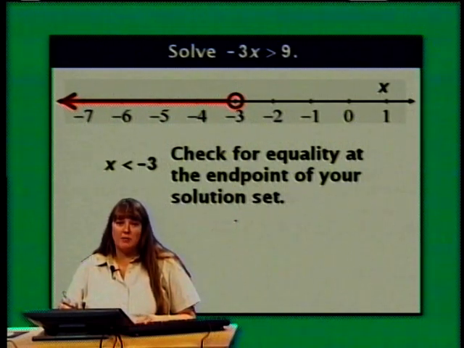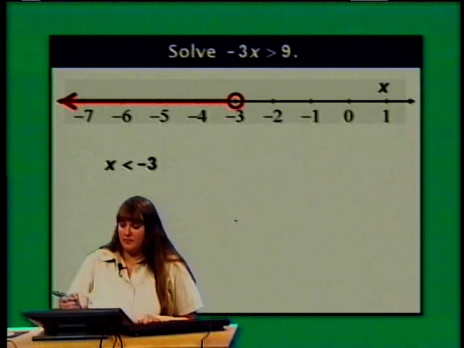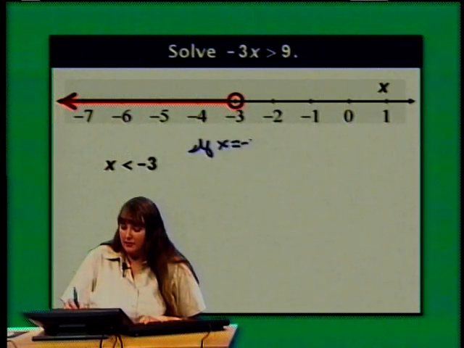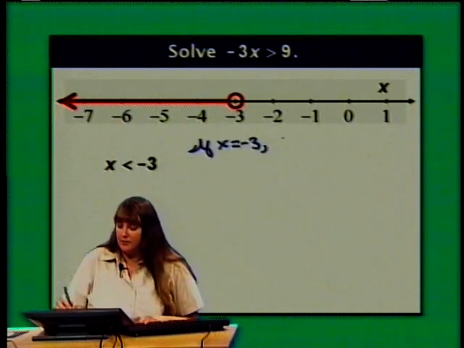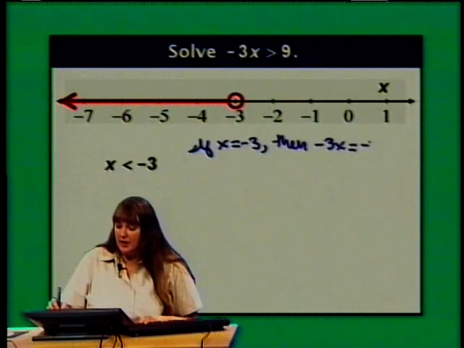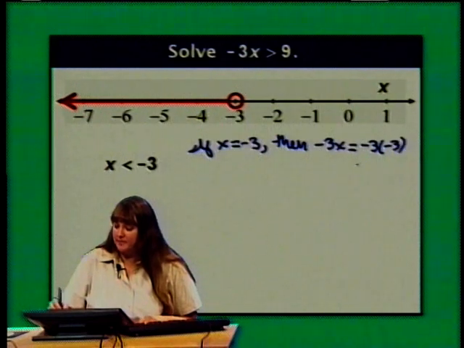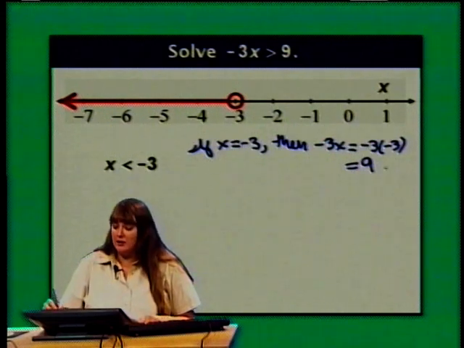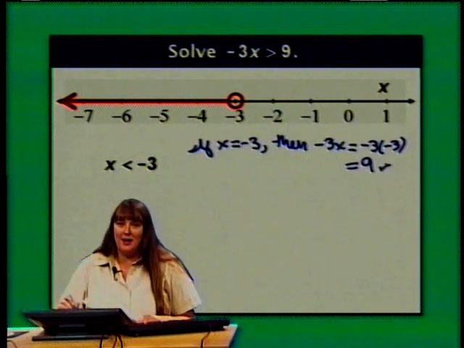Well, now I want to check my proposed solution. First, I'm going to check for equality at the endpoint of my solution set. So my endpoint is x equals negative 3. And if x equals negative 3, then negative 3x is negative 3 times negative 3, which is positive 9. Since I have 9 on the right-hand side of the inequality, I do have equality at the endpoint of my solution set.